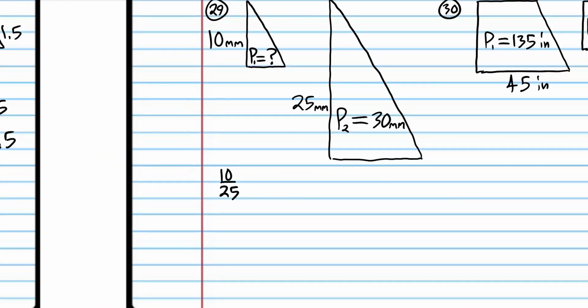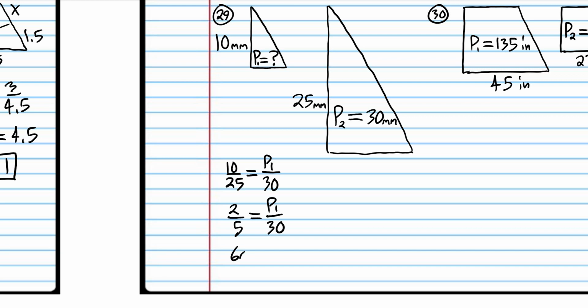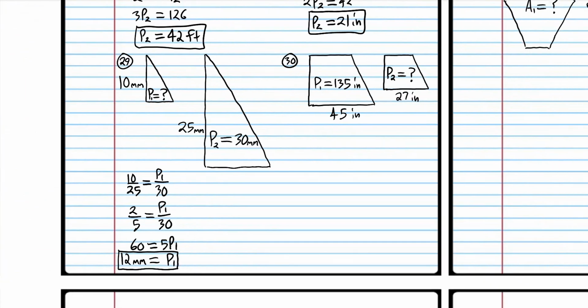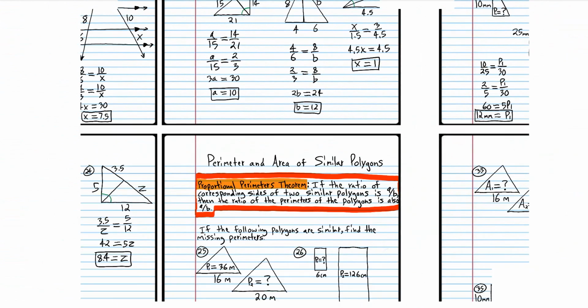10 over 25 is equal to P1, which we don't know, over P2, which we do know is 30. And divide both sides by 5 over here. And cross multiply, and we get 60 is equal to 5P1. Divide both sides by 5. And we get 12 millimeters. So if you got 12 millimeters, good job. Again, this is called the Proportional Perimeters Theorem.